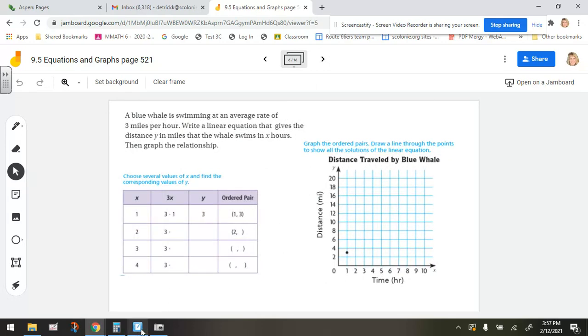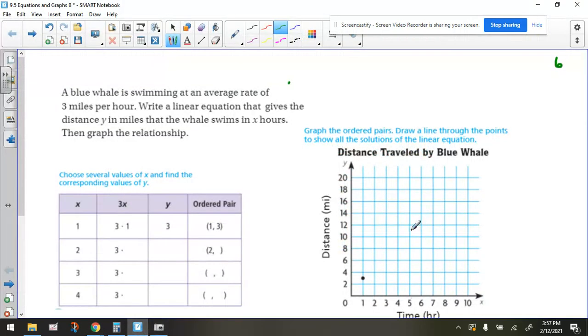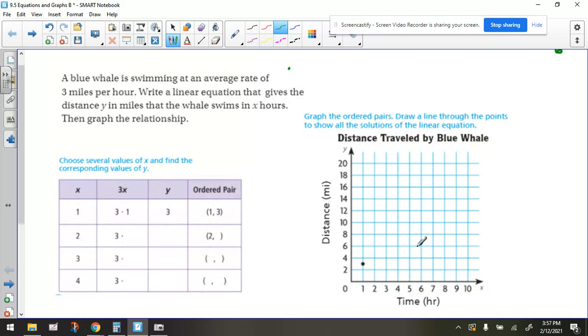Now I'm going to be using a different software. I'm going to use my Smart Notebook software just because it is a little bit easier for me. But you're just going to follow along on your Jamboard.